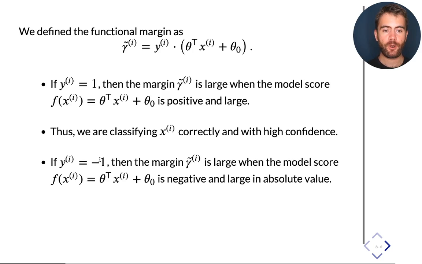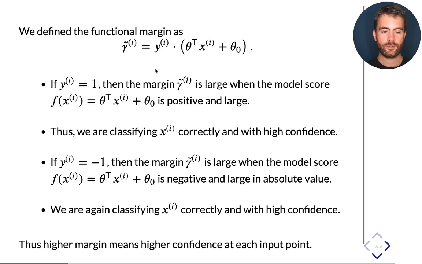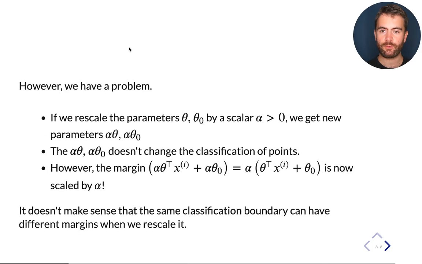Conversely, if our target yi is -1, then again this margin will be maximized when the score will tend towards -infinity. And so we are going to be classifying this point as negative, which is the correct label, with very high confidence and a very high score. So this again matches our intuition. So higher margins means higher confidences and higher score at each input point, which means it's far away from the decision boundary. So this notion of gamma is useful for us.